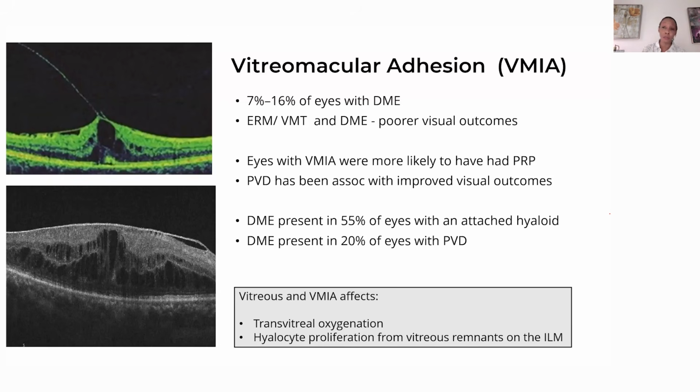So the vitreomacular interface is a very important part to look at when you have diabetic macular edema, because it could be part of the reason why you have diabetic macular edema and it may not be that helpful to give an anti-VEGF.